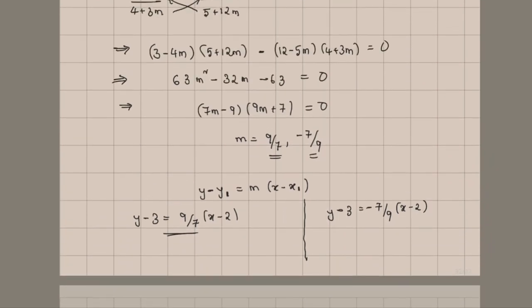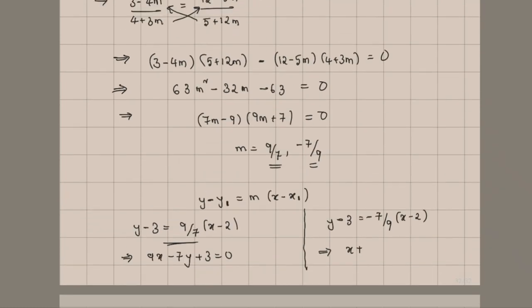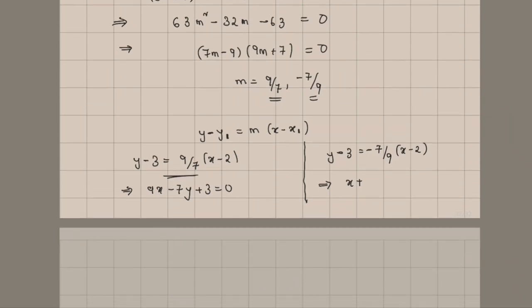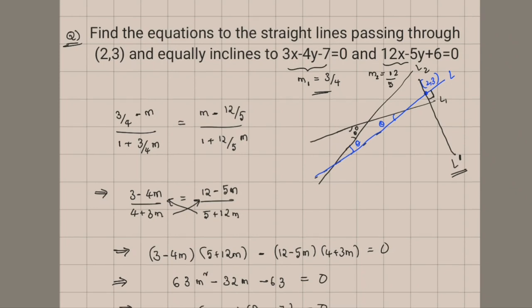So if you solve, in the first case you get 9x minus 7y plus 3 equals 0. And similarly, if you solve the other, you get 7x plus 9y minus 41 equals 0. These two are the line equations of this line L and L dash. Thank you.